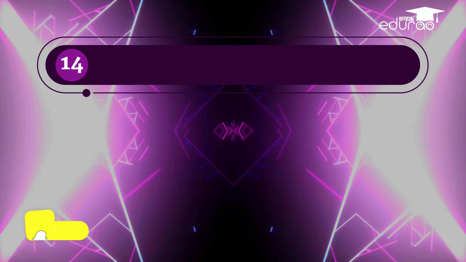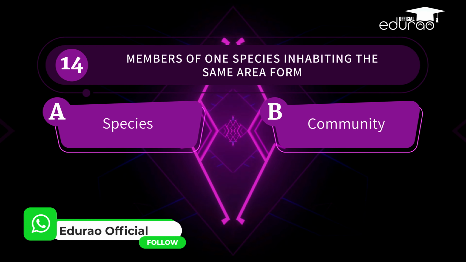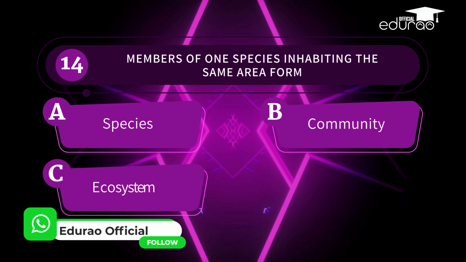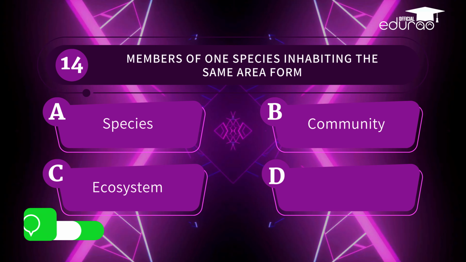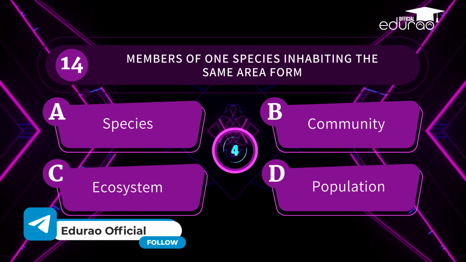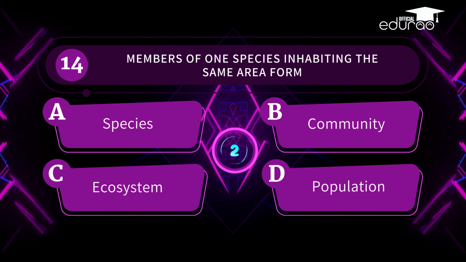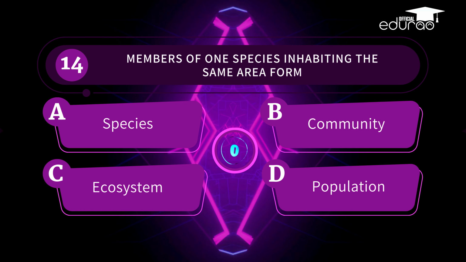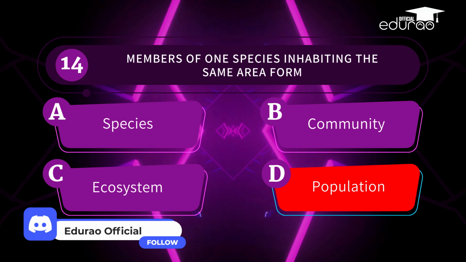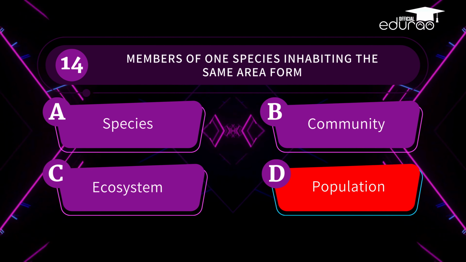Question 14. Members of one species inhabiting the same area form A. Species, B. Community, C. Ecosystem, D. Population. You've made a fantastic point. Correct answer is population.